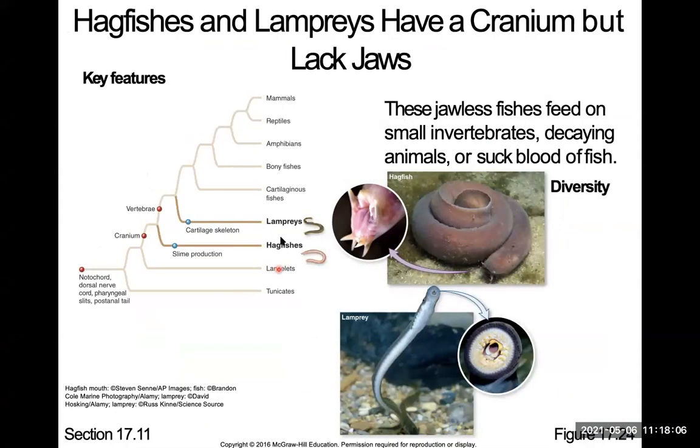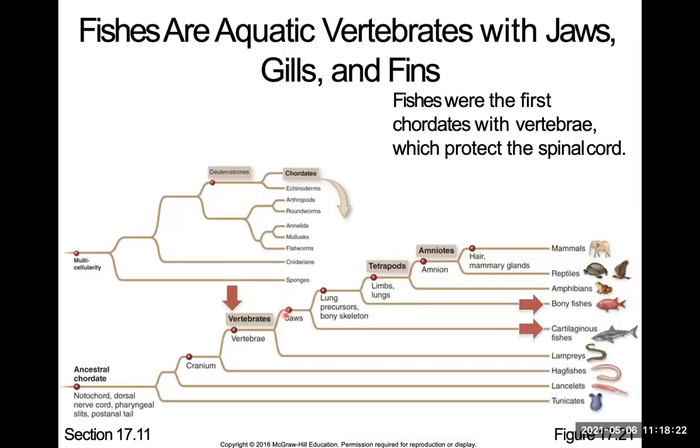So next group. It says that jawless fish feed on small invertebrates. There's not a lot of food options. Decaying animals or suck blood out of fish. So that's how they feed. So next thing we have is jaws. So now we have jaws.